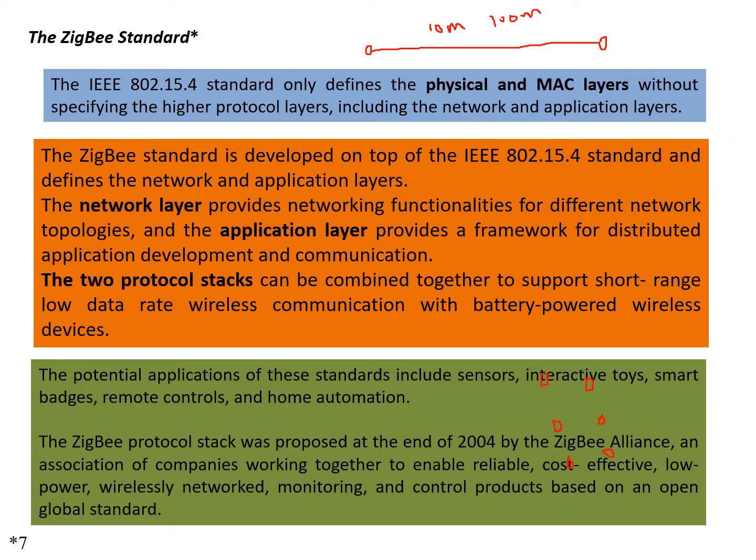The data rate of the ZigBee standard is 250 kilobits per second, and the ZigBee standard is less expensive and simpler than other proprietary short-range wireless technologies like Bluetooth and Wi-Fi. So as compared to Wi-Fi and Bluetooth, it's simpler and less expensive.